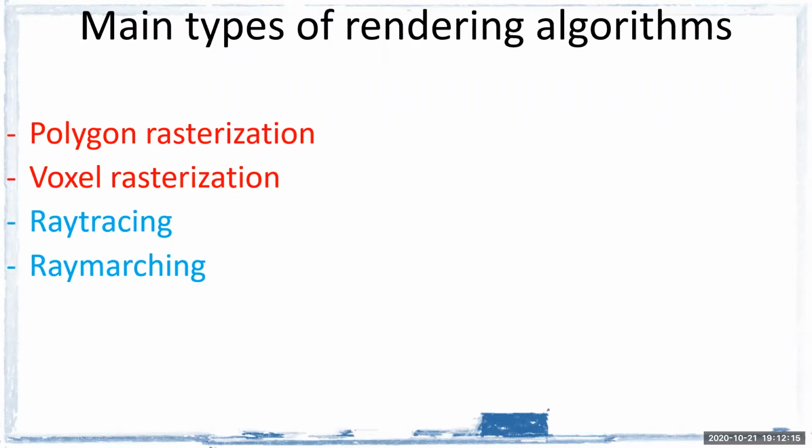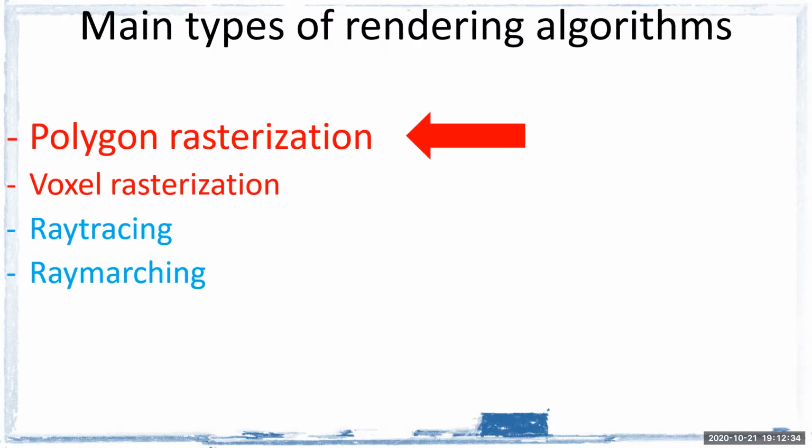Polygon rasterization and voxel rasterization are similar in that they both use the concept of rasterization. Ray tracing and ray marching are very similar as well, but we're not actually going to talk about those in this presentation. We're going to specifically talk about polygon rasterization because it's the most commonly used. Voxel rasterization is very similar.